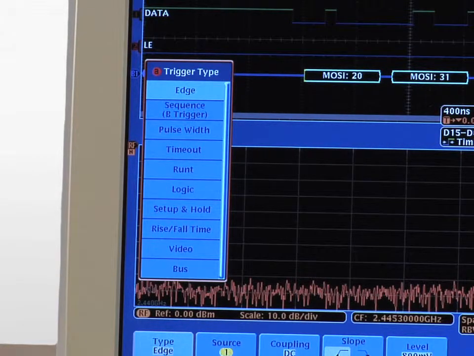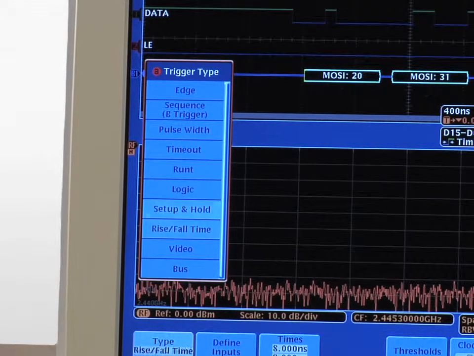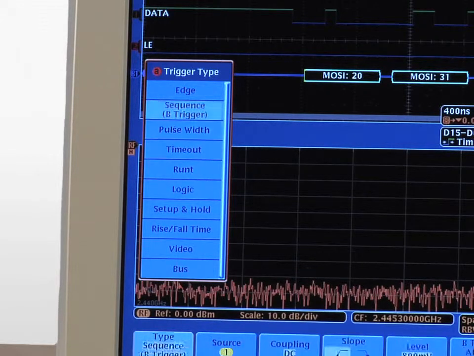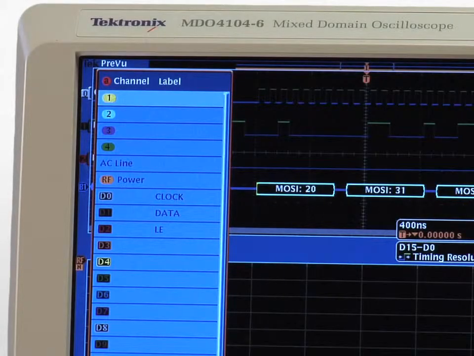These include triggers such as edge, pulse width, runt, setup and hold, as well as triggers for specific data patterns on a parallel bus or serial bus. A number of different serial standards are supported, such as I2C, SPI, USB, and many more. The source for a trigger event can be any analog or digital channel. You can also set the trigger source to be a specific RF power level on the RF input.